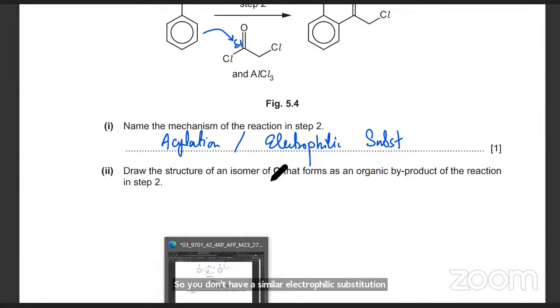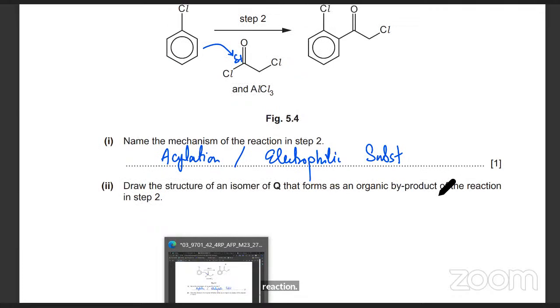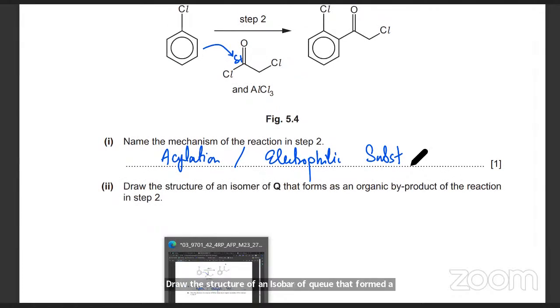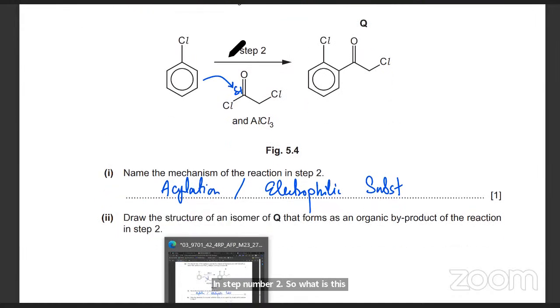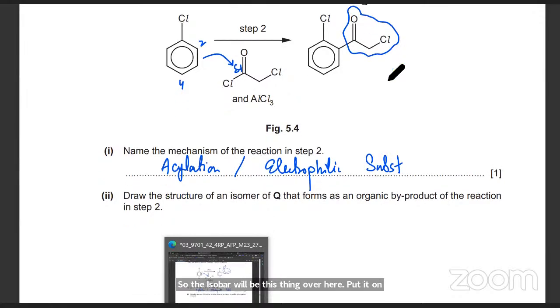Draw the structure of an isomer of Q that forms as an organic byproduct of the reaction in step number 2. So what is this? So you'll get two isomers. Isomer of Q. So it's either going to get attached to position number 2, or it's going to get attached to position number 4. So the isomer will be this thing over here. Put it on position number 4. That's going to be your isomer. Is that clear?